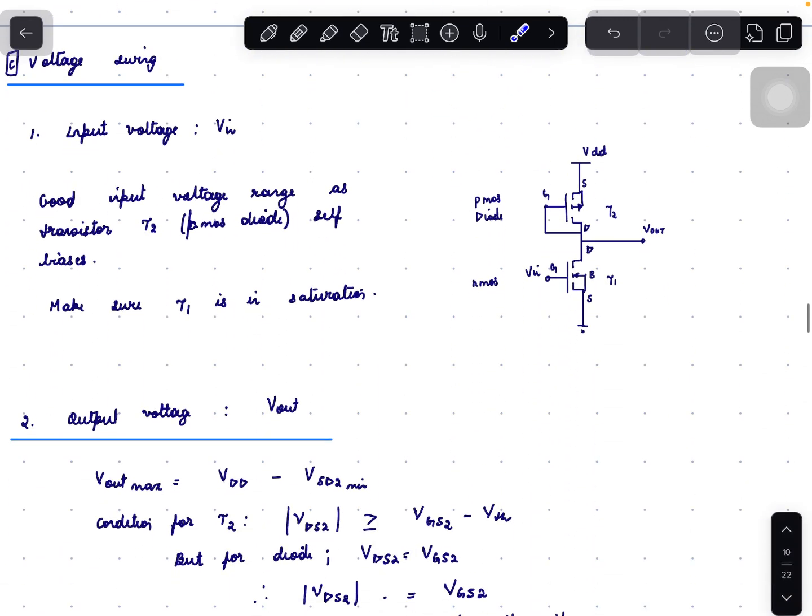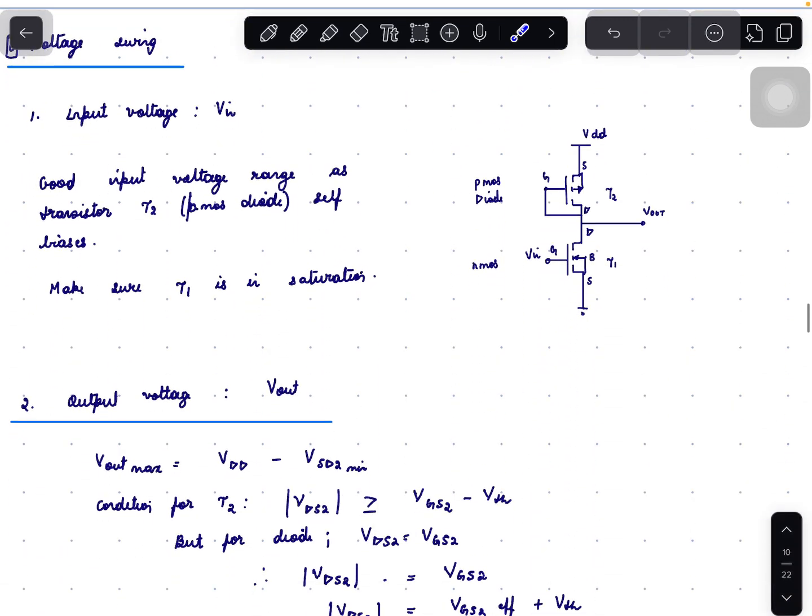Next is the voltage swing. The input voltage swing: this circuit has a good input voltage swing, as the PMOS diode self biases and always remains in saturation. That's the property of a PMOS diode or an NMOS diode. We should make sure that the transistor T1 is in saturation.